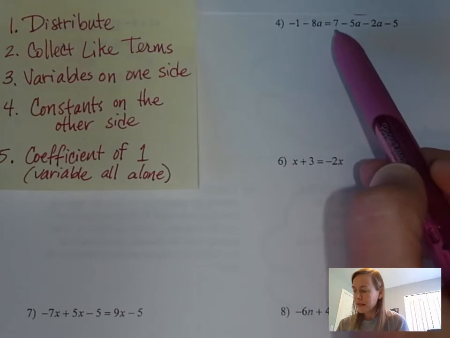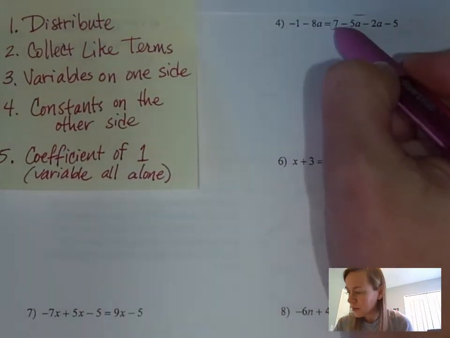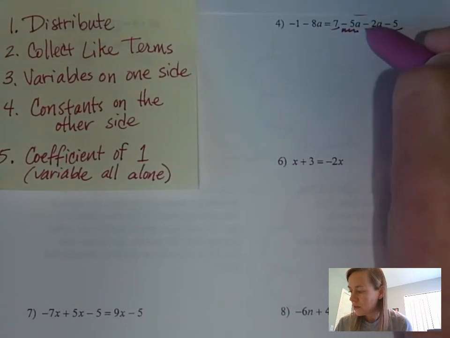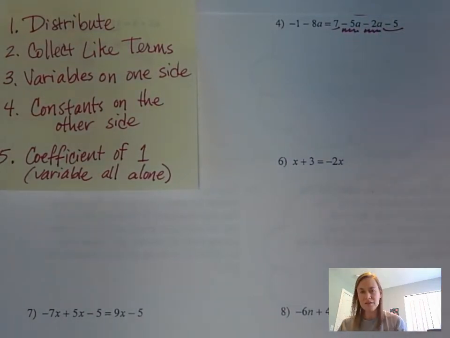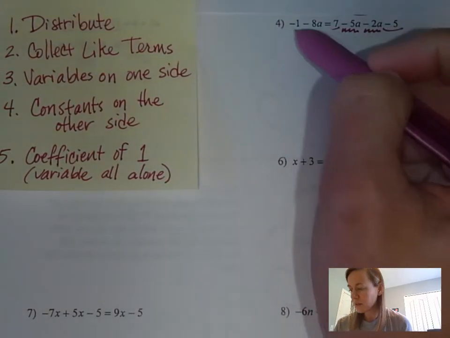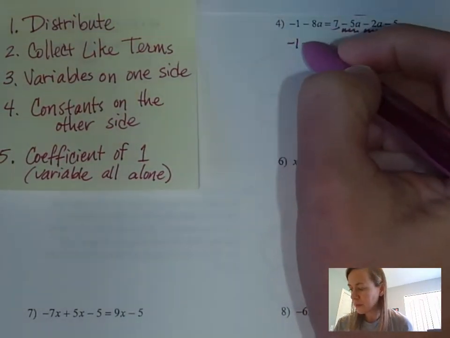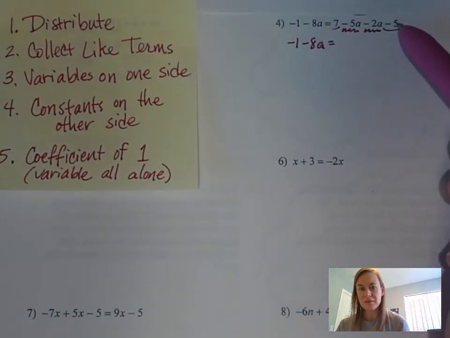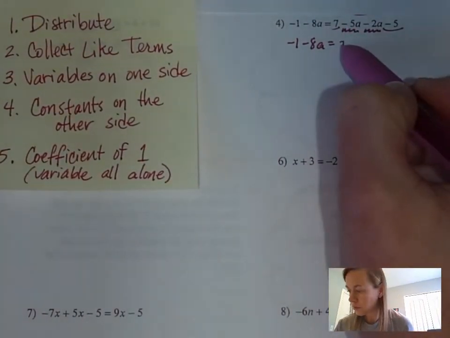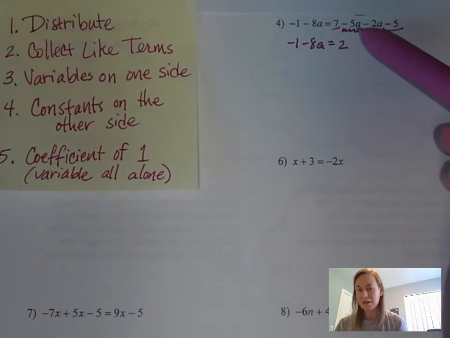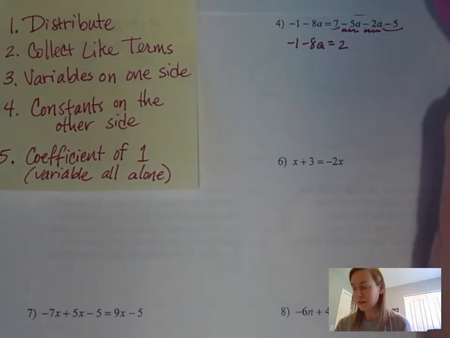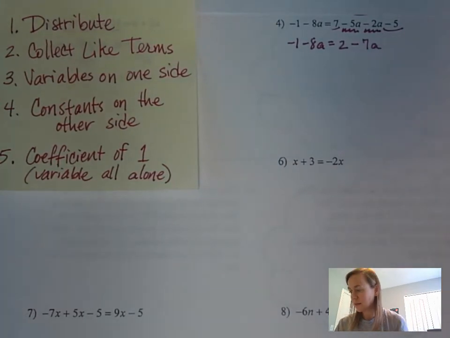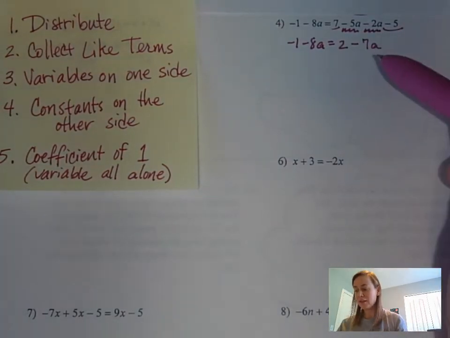What about on the right-hand side? Yeah, look at those. We've got two constants, and we have two terms that have the variable a, so let's combine those. I'm just going to go ahead and bring these down because they don't change. And now 7 minus 5 equals 2. And negative 5a minus 2a is going to be minus 7a. Okay, now we are all simplified there.